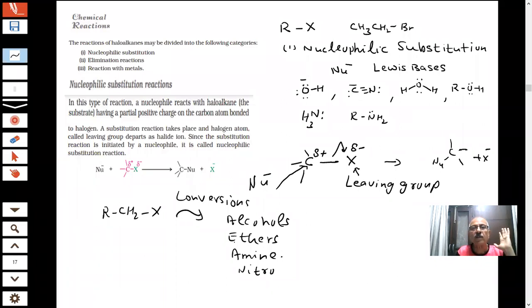Other possibilities are elimination reaction and reactions with metals also. That also we will study. So we understand why this reaction is taking place. Okay, everything clear here? Okay. Now we are going straight to the example of the nucleophilic reaction. So you can note down everything because there will be questions in the paper. Students, this is a very important point.